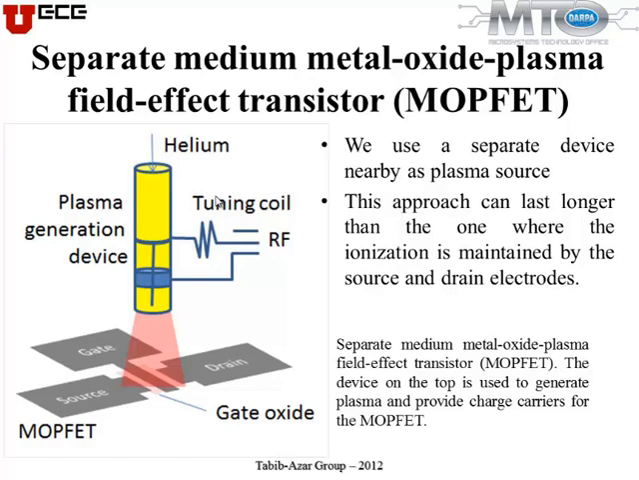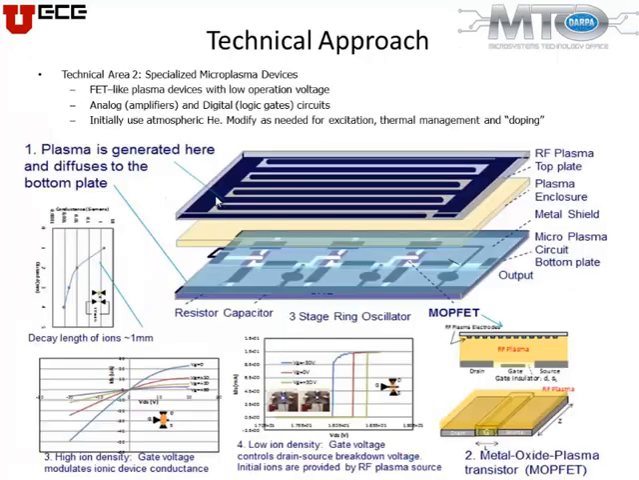This is a schematic where you have a separate torch that creates the plasma. Helium or argon or whatever gas you want to create the plasma with comes through this nozzle, and you have a structure that is very similar to the FET that we are familiar with in CMOS. Now, what we are doing for this grant for MTO at DARPA is to come up with circuitry, not only one device or a couple of devices that work together, but also circuitry that can perform certain useful functions.